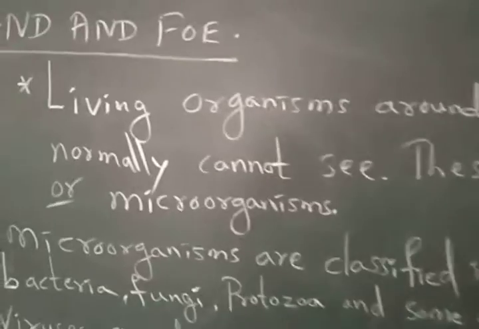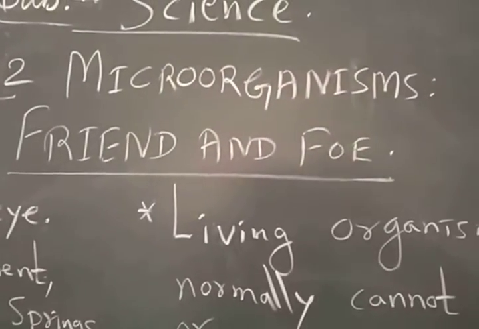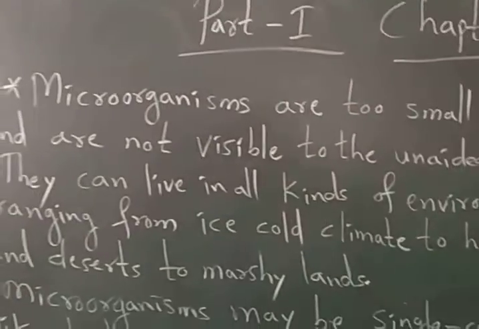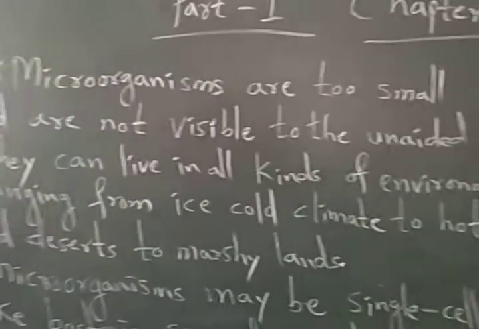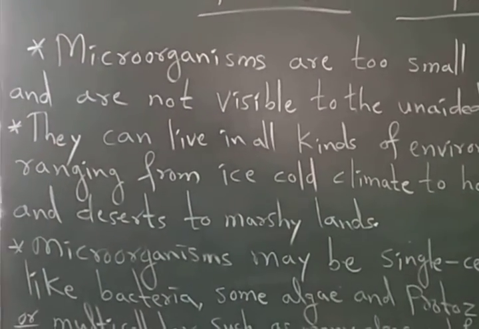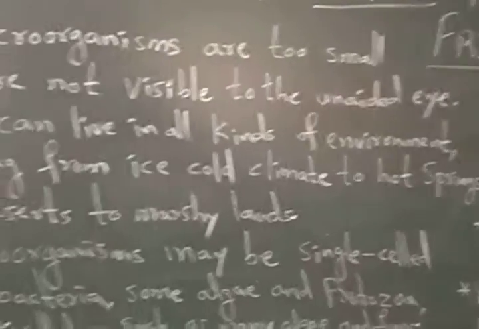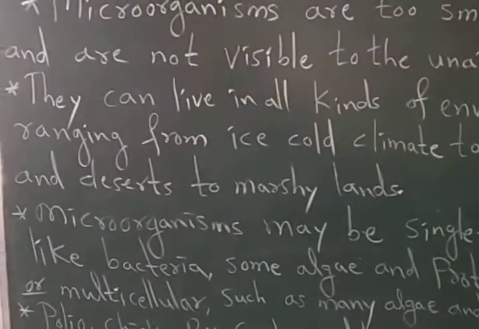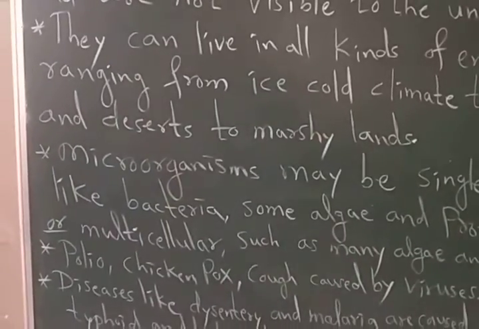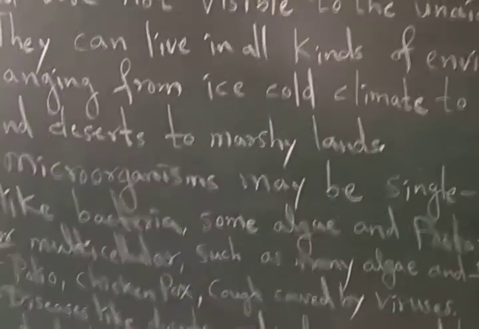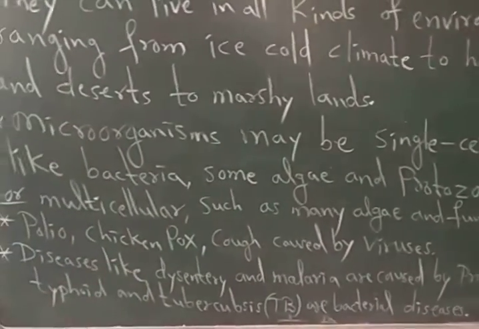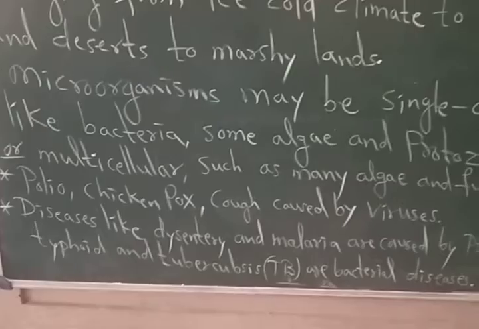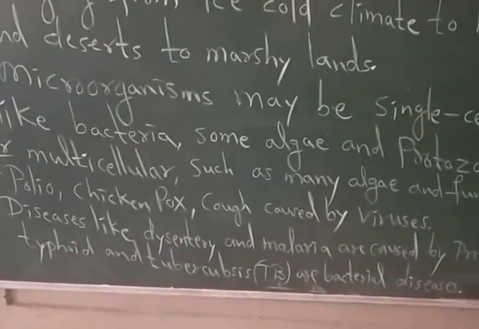Students, here you come to know that our lesson name is Microorganisms, Friend and Foe. Microorganisms are too small and are not visible to our unaided eye. They can live in all kinds of environment, ranging from ice cold climate to hot springs and deserts to marshy lands. Microorganisms may be single celled like bacteria, some algae and protozoa, or multicellular, such as many algae and fungi. Polio, chickenpox and cough are caused by viruses.